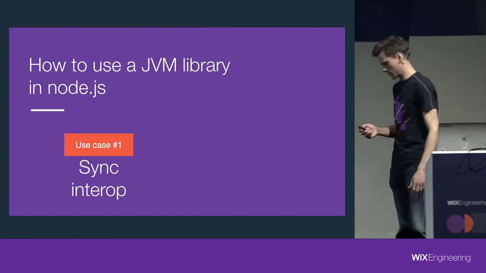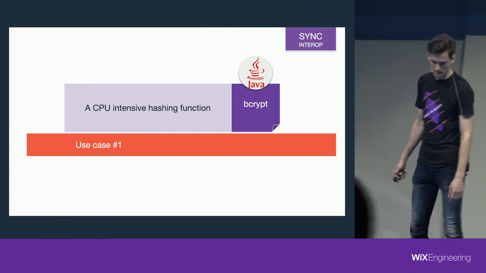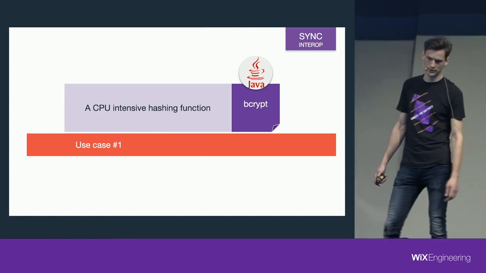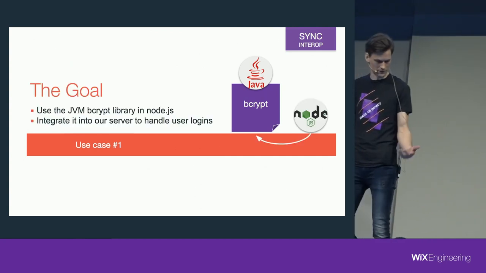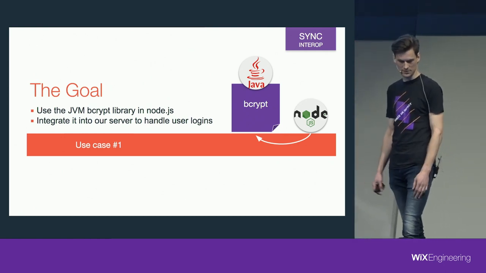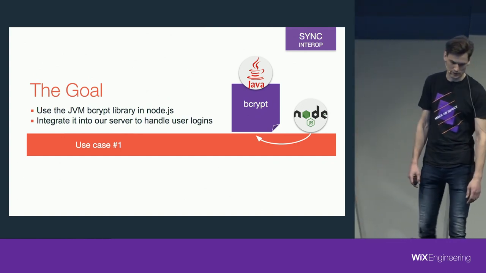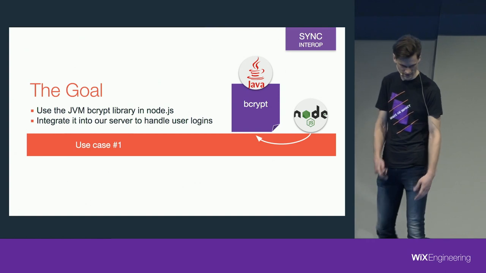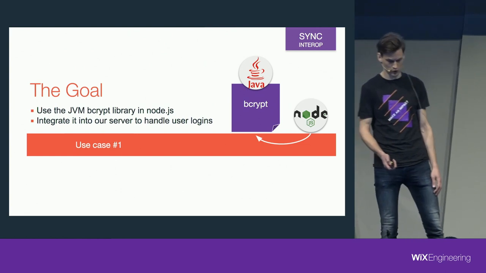By synchronous, I mean blocking, whatever you want to call it. So we'll try to use bcrypt, and bcrypt is a CPU-intensive hashing function. That's kind of the whole point of bcrypt, it's that it's hard to compute. And the goal of this exercise, this use case, will be we want to use the JVM bcrypt library called jbcrypt from Node.js. So, of course, there are perfectly fine bcrypt libraries for Node.js natively, but this is just so we can see how it works. And then we'll try to integrate it into our server to handle user logins, and we'll see how that works.